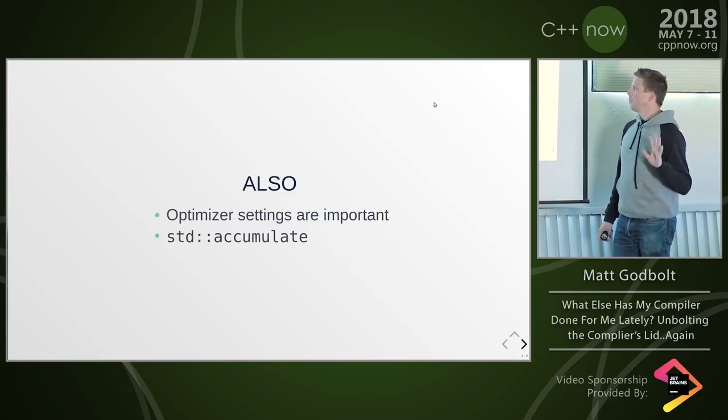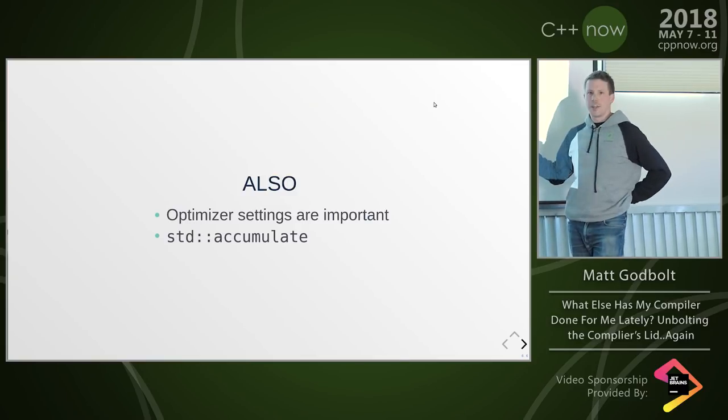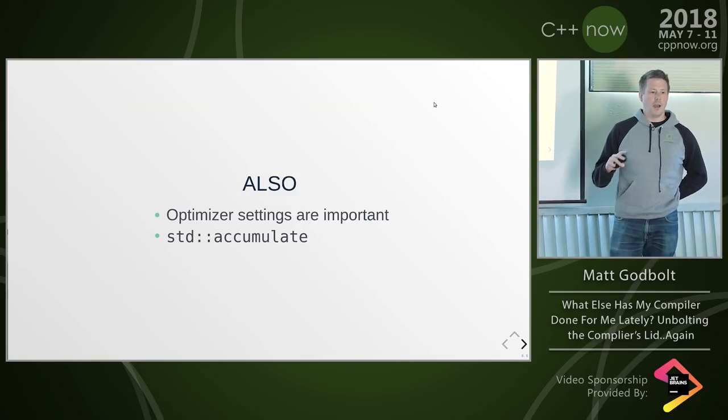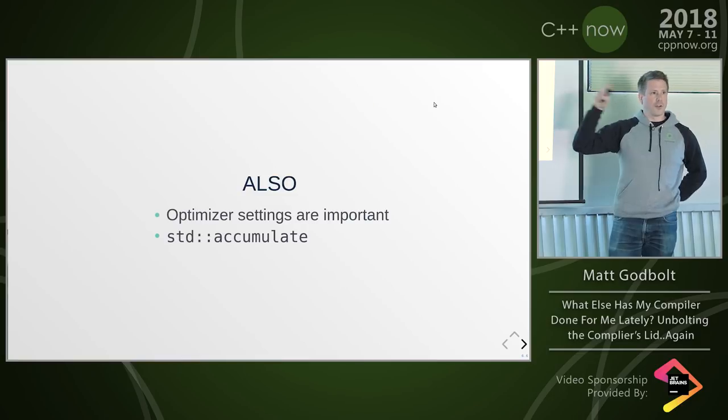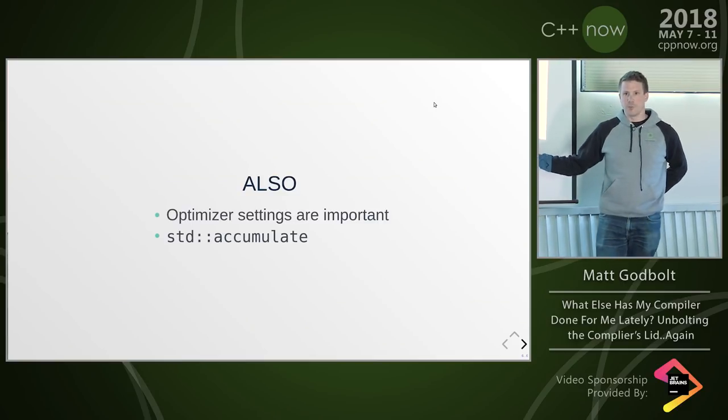This is more for me to remember to have done these things. So yeah, the optimizer settings obviously are super important. I didn't actually say, but one of the other arguments that I have up there was setting the architecture to Haswell, which is a somewhat contemporary processor. And std::accumulate generates the right code, and you should be using that at all times.